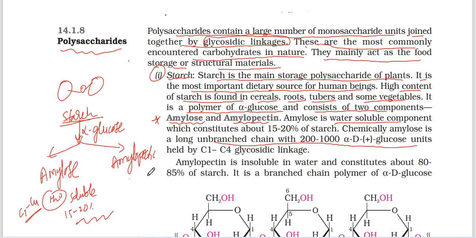Next, amylopectin is insoluble in water. It is insoluble, and it is maximum, about 85%, of the starch. It is a branched one. See, the first line and second line are connected like this. These are the branches. It is a branched chain polymer of alpha D glucose.